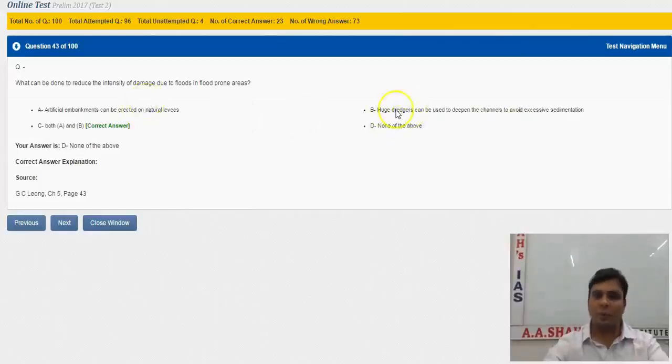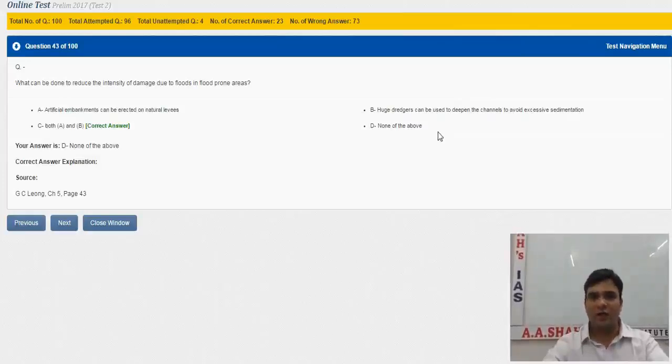In case you did not know B, or did not know about dredging activity, still you could have answered this by just going through the wordings of the question. Deepen the channels. Just go through the question statement very carefully and very slowly. Answers are enmeshed in those statements only. You don't have to go really far from that.